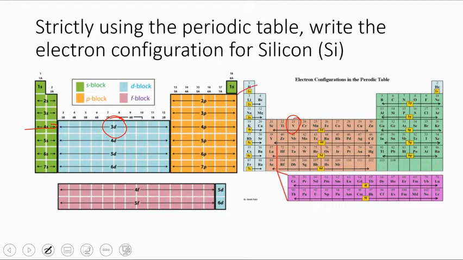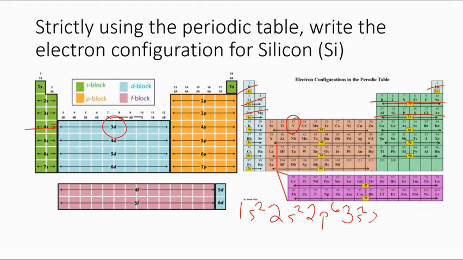I'm going to cross my first 2, so I'm going to go 1s2 for vanadium, and then 2s2, then 2p6, 3s2, 3p6, and then 4s2, and then finally 3d3.